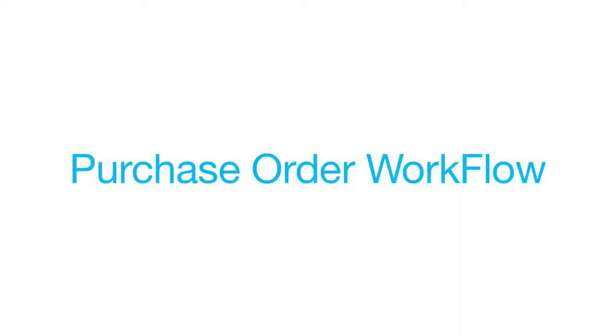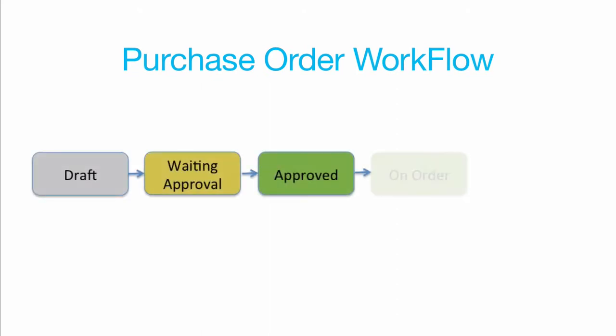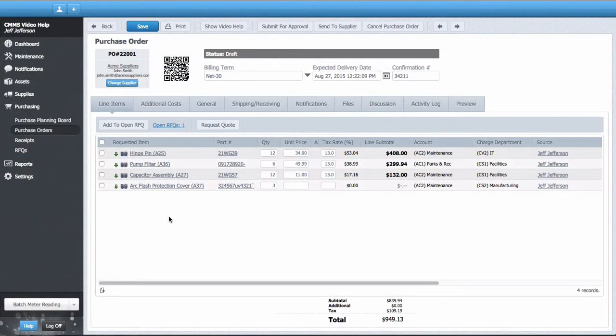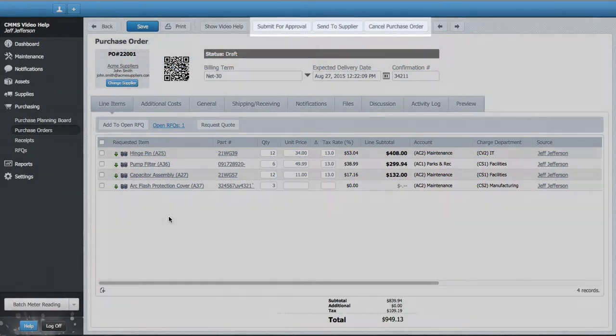This video outlines how to customize your purchase order workflow. If you process a purchase order in the CMMS, you'll notice each purchase order passes through several statuses until it's completed. A purchase order status marks the purchase order's position in its workflow. The next status options are displayed in the top nav bar of the purchase order.